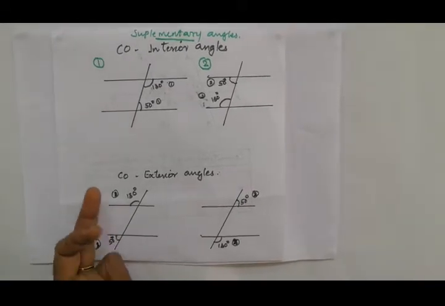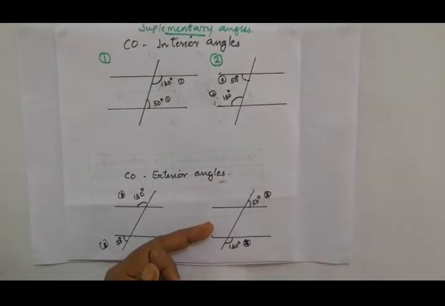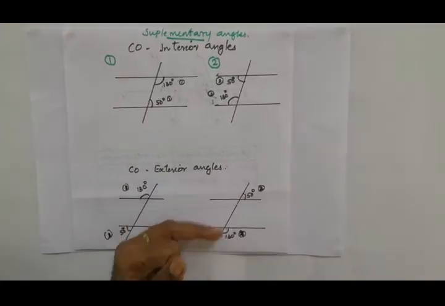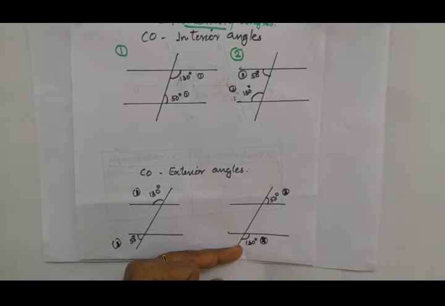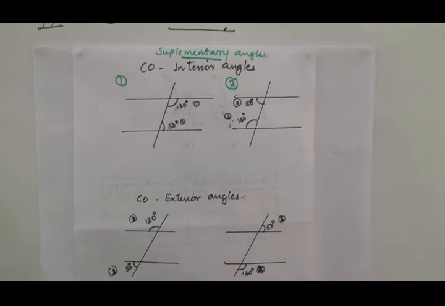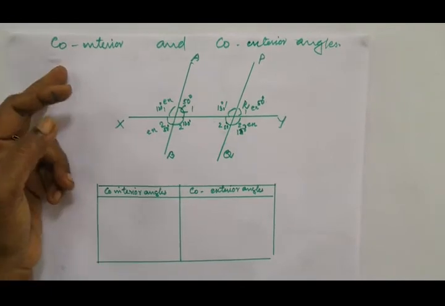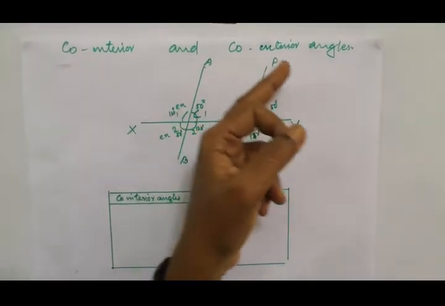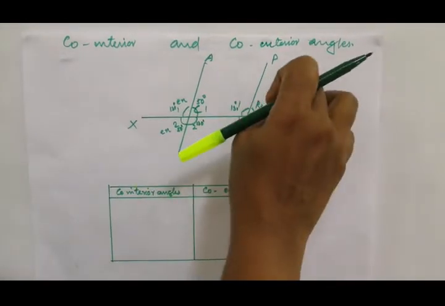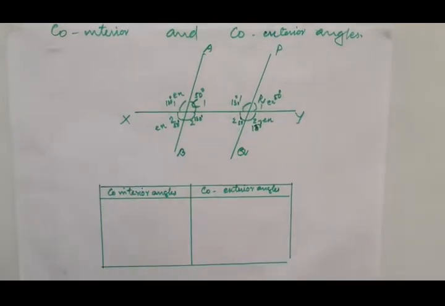Similarly, there is another pair on the right of the slanted line. It is also outside the parallel lines. One angle is 50 degree, another is 130 degree. Here also the sum is 180 degree. Therefore, this is also called a supplementary angle. Now we have to write the co-interior and co-exterior angles. Here AB and PQ are parallel lines. This is cut by another line XY.